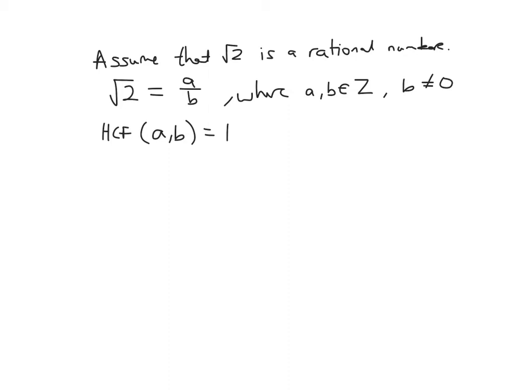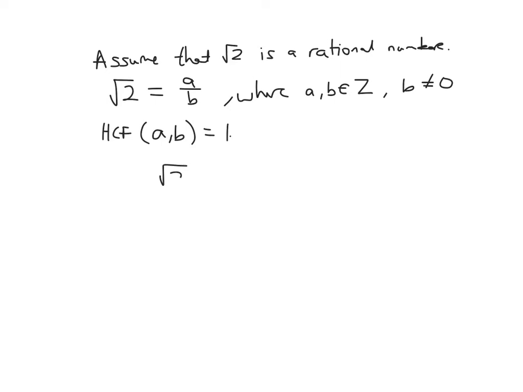So that's kind of the setup. They're the two things that we're going to say straight away. If root 2 is a rational number, which we're assuming it is, it can be written in the form a over b, where a and b are elements of Z and b is not equal to 0, and that the highest common factor between them should just be 1.